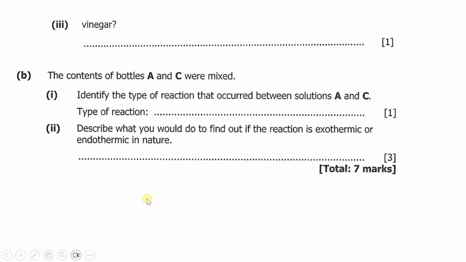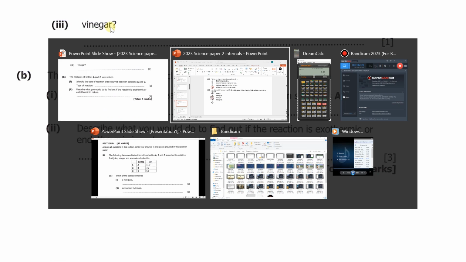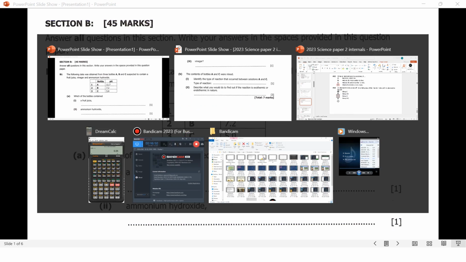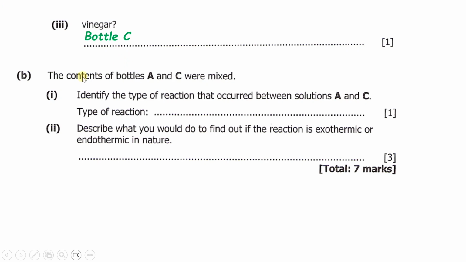Then we move on to part 3, vinegar. Which one contained vinegar? You must understand here that vinegar is acidic. So since vinegar is acidic, it is bottle C here. So definitely it is bottle C.